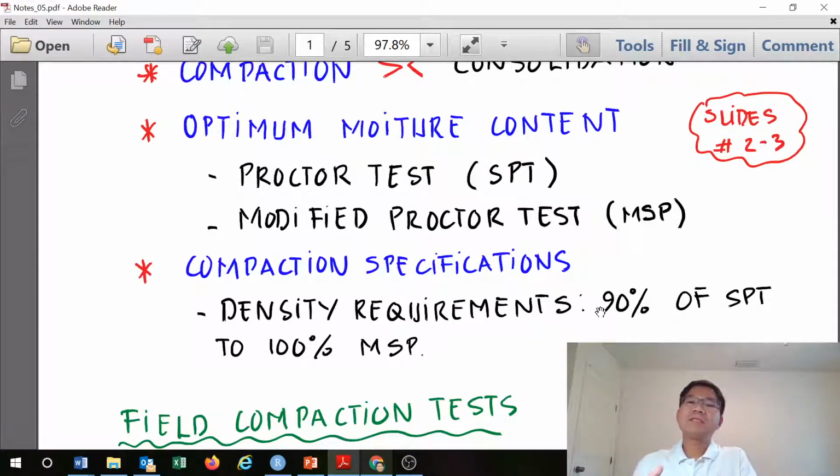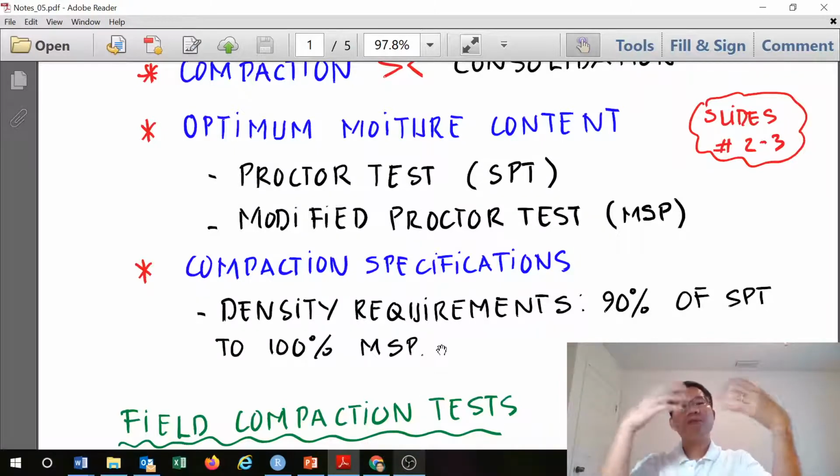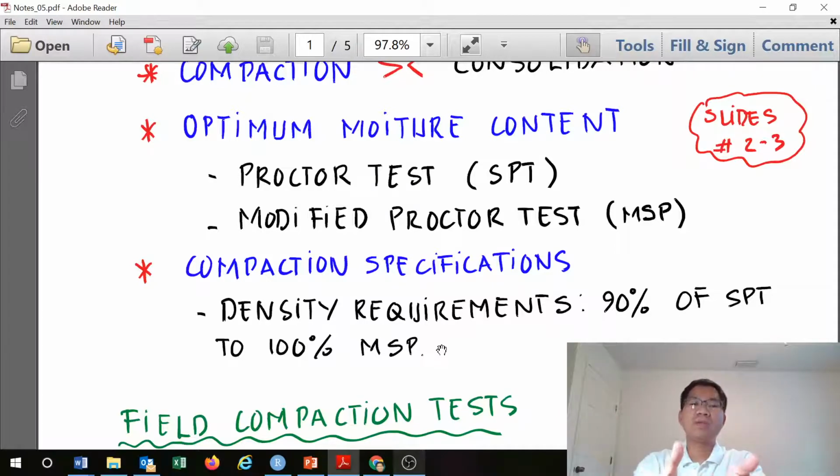Okay, and similarly, if we have a higher standard, like the runway in an airport, we may specify up to 100% of the modified Proctor test. So it will require more compactive effort, etc. So that is the way to specify. Now, when you specify that, how can we make sure, now that we are on the field, that we achieve what is already specified in the plans and specification by the engineer?